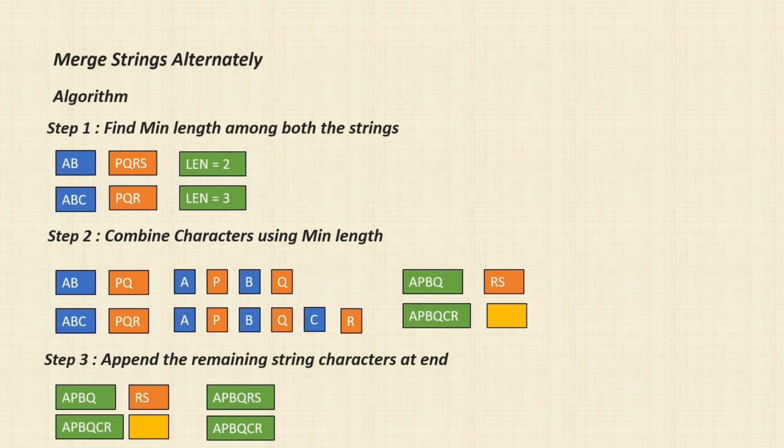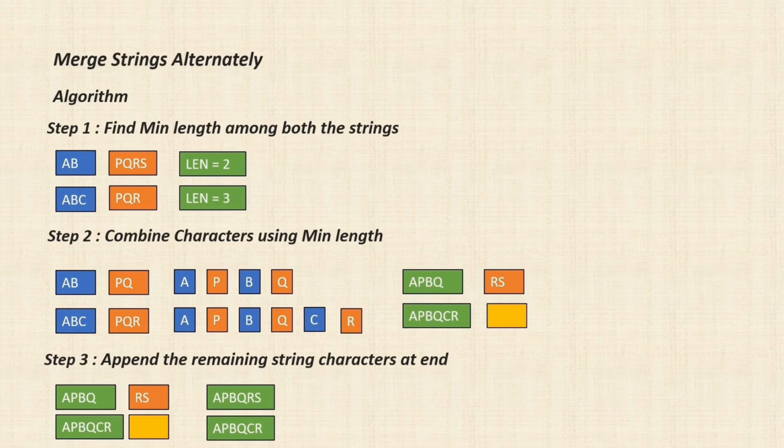So in the step 2 we will be combining them using the min length. So after combining them using the min length we will be remaining with RS from the first example and an empty string from the second example. And in the third step we will be appending the remaining string characters at the end. So at the end we will be appending RS to the AP and BQ and the resultant would be AP, BQ, RS. And in the second example the resultant would be AP, BQ and CR and an empty string. So the resultant would be same as the earlier. So this is the approach to solve the merge strings alternatively.